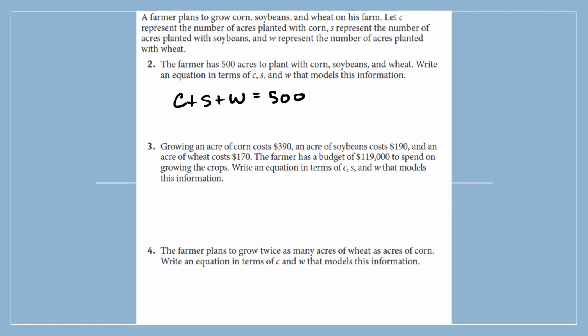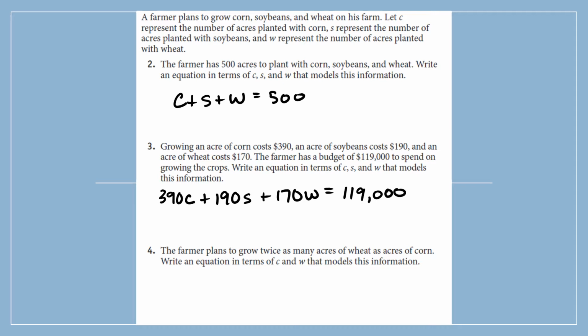Growing an acre of corn costs $3.90, an acre of soybeans costs $1.90, and an acre of wheat costs $1.70. The farmer has a budget of $119,000 to spend on growing the crops. Now we're going to write an equation for the cost. So $3.90 corn plus $1.90 for the soybeans plus $1.70 for the wheat needs to equal $119,000 total.